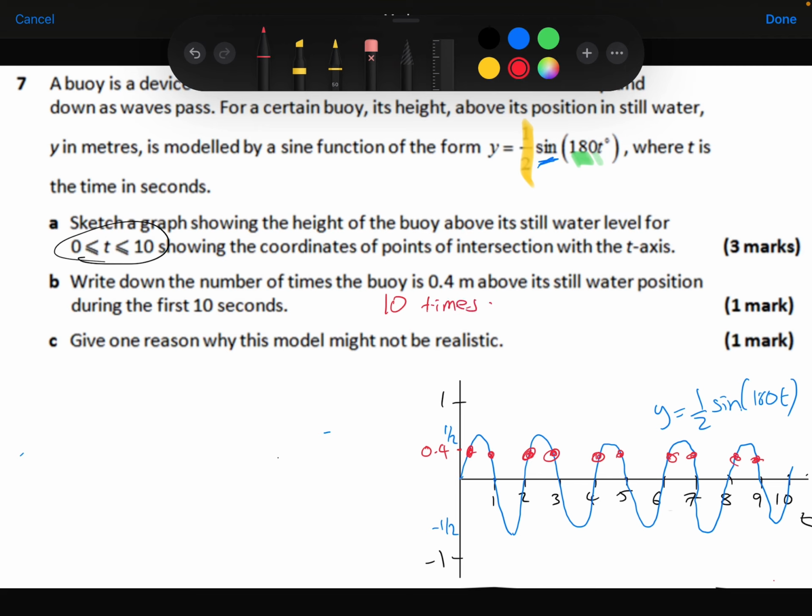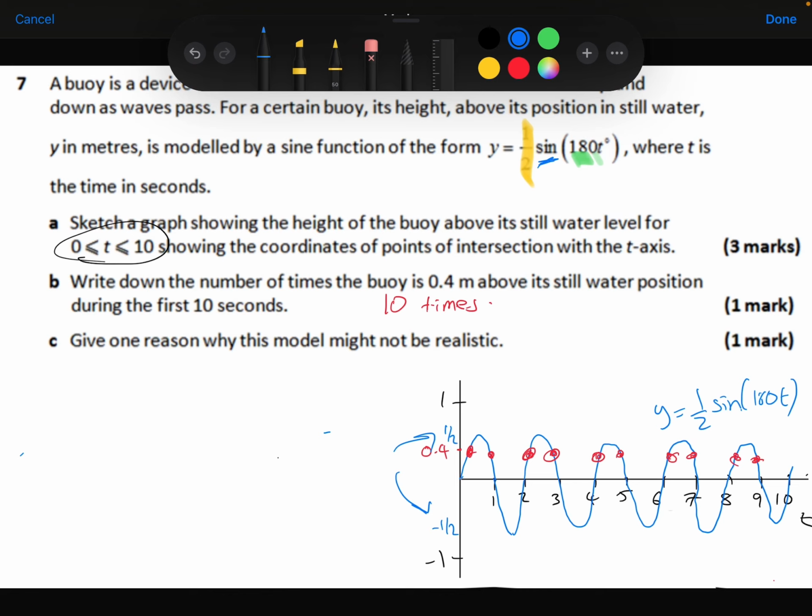And part C, give one reason why this model might not be realistic. Well, lots of different things you could say here. One thing I would probably say is it's unrealistic that the amplitude of these oscillations is always going to be 0.5 meter. If you have a particularly strong wave, for example, it would make the buoy go higher than 0.5 meter. Or if you had a particularly weak wave, it might not even move at all.